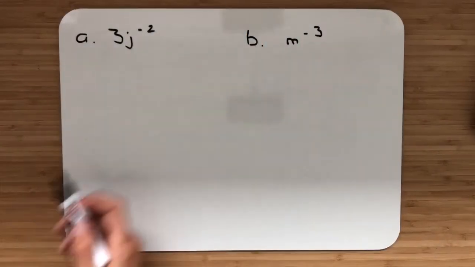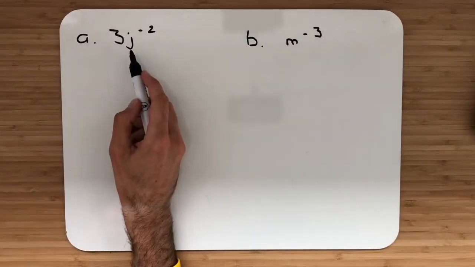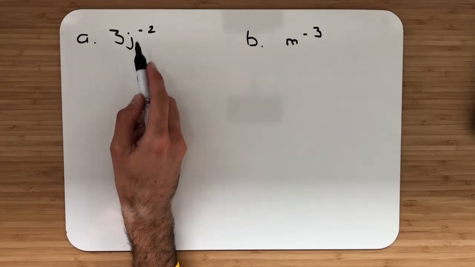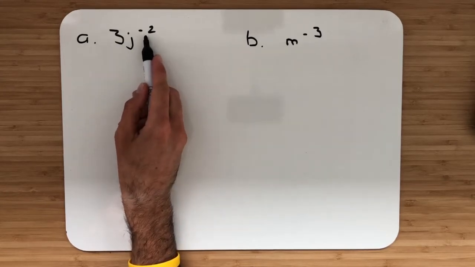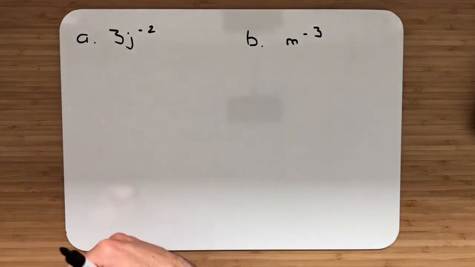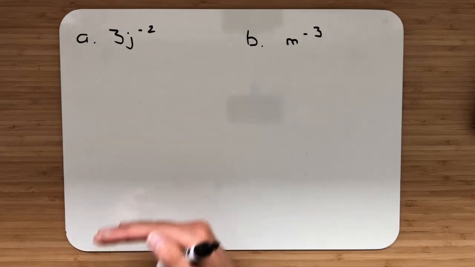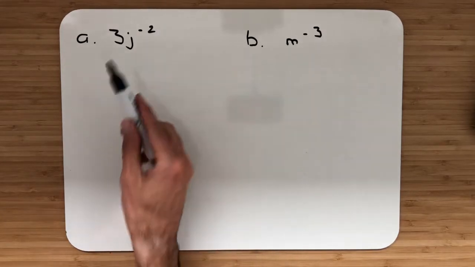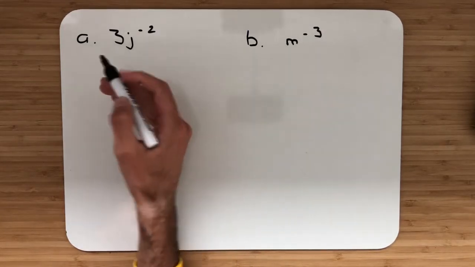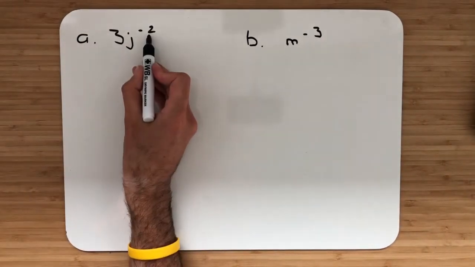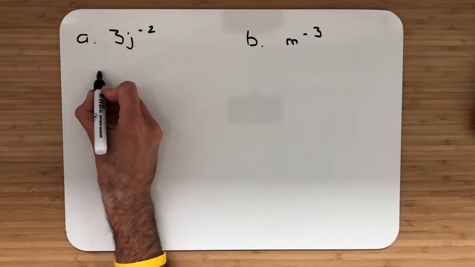In example 1a, we want to convert this to leave it with a positive index. So at the moment the index is negative. I want it to be positive. To do that, we either take it to the numerator or the denominator, just depending on what position it's in. Now I'm going to speak about it either being upstairs or downstairs. So at the moment this is all in one line, so this is upstairs. To make this a positive index, I'm going to take it downstairs.